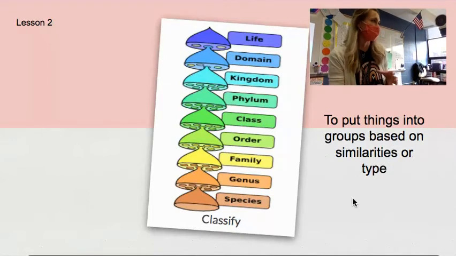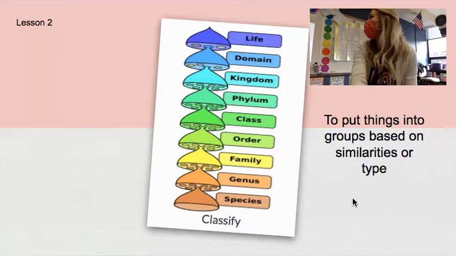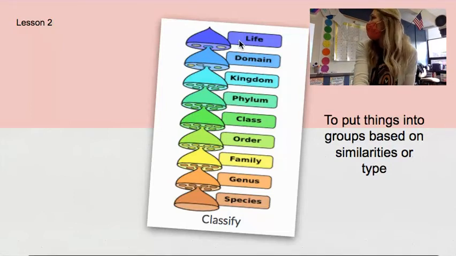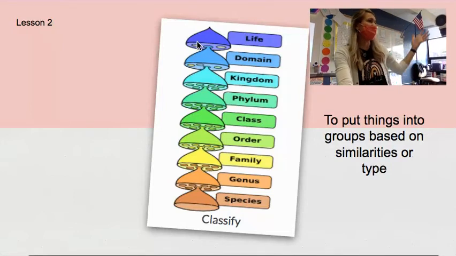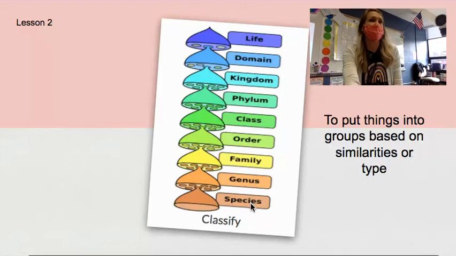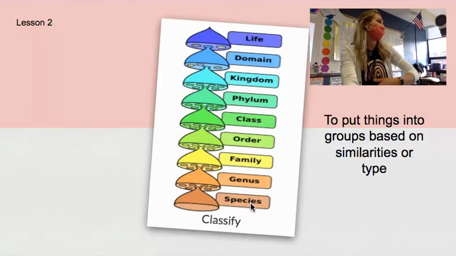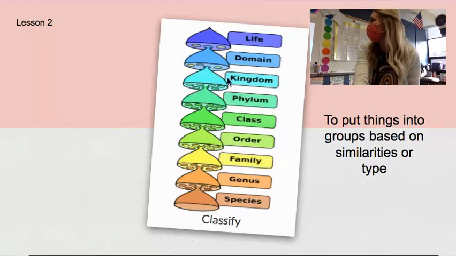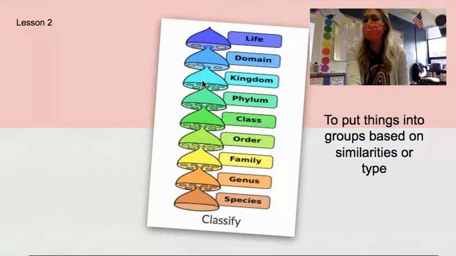And we've already talked about classify, haven't we? So I put on there, this is actually how things are done. All things that have life can be classified into domains, kingdoms, phylum, class, order, family, genus, and species. We are focusing on the kingdoms. Okay? 2 kingdoms is what we're going to be focusing on.